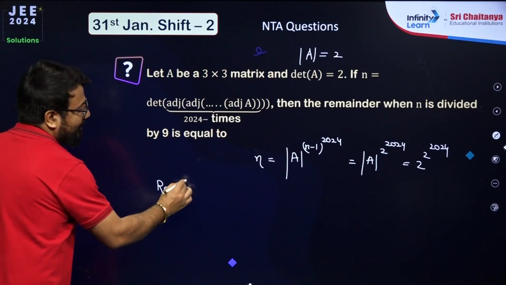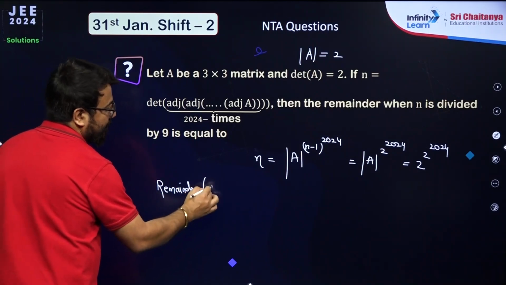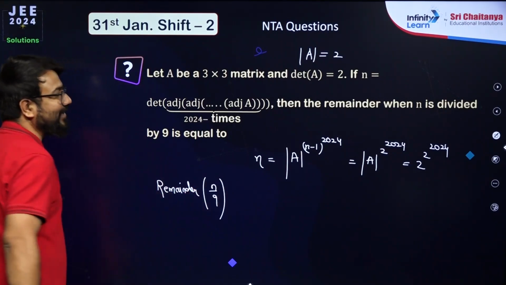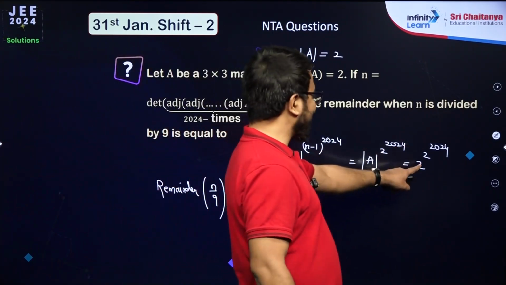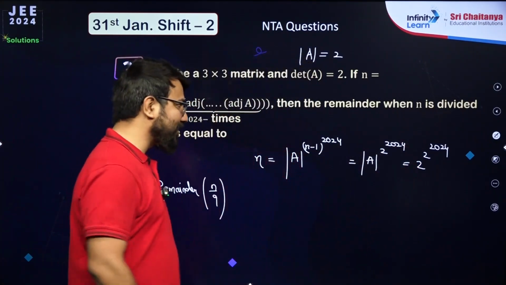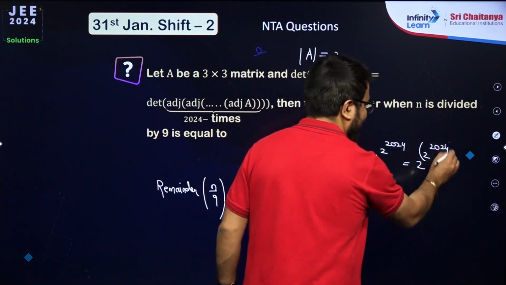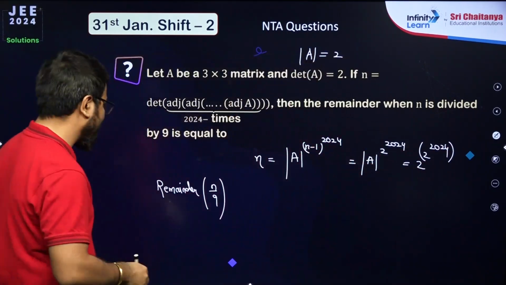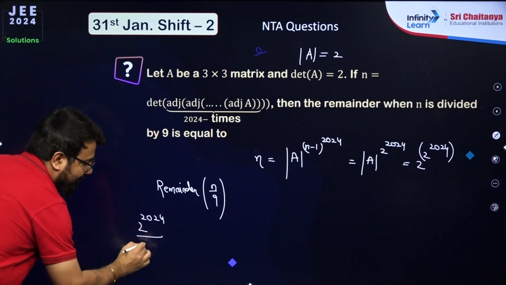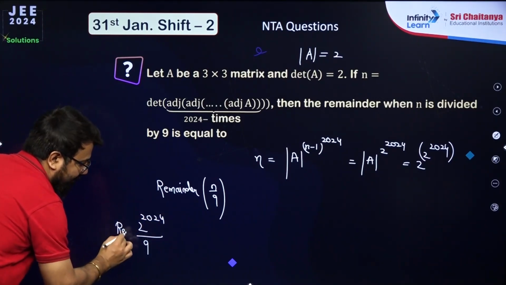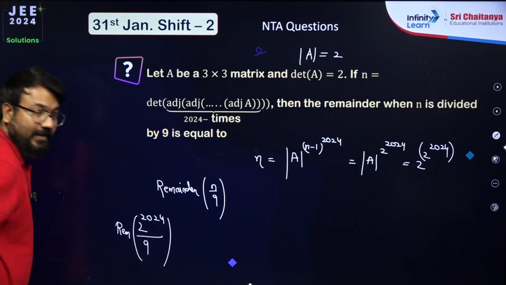Remainder when this n is divided by 9, this is a very important question. Remainder when n is divided by 9. So this number is divided by 9 basically. First of all, I will be dealing with the power, and then I will be coming to 2 raised to the power. So 2 raised to the power 2024, if it is divided by 9, what should be the remainder? Let me think about that, okay?